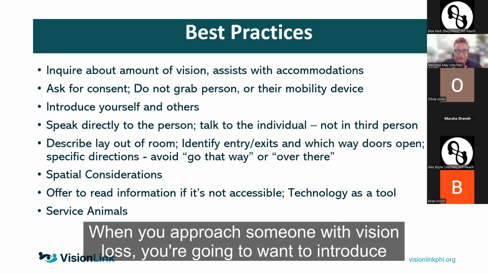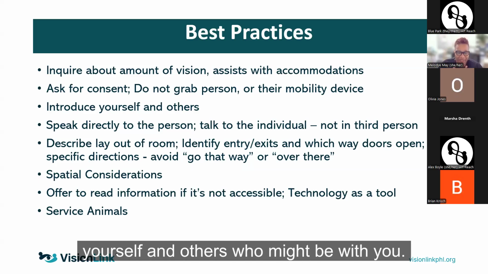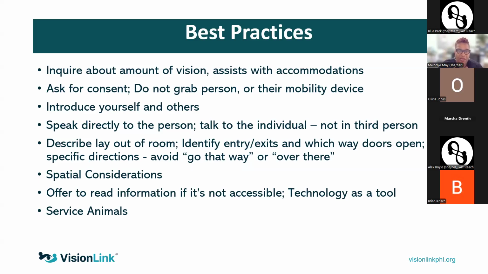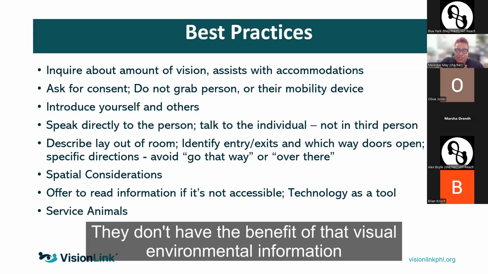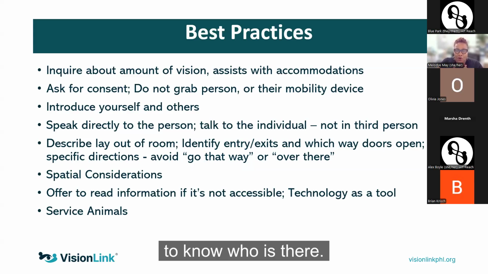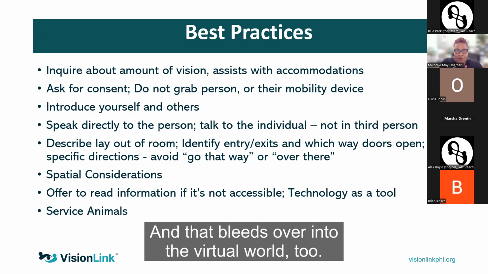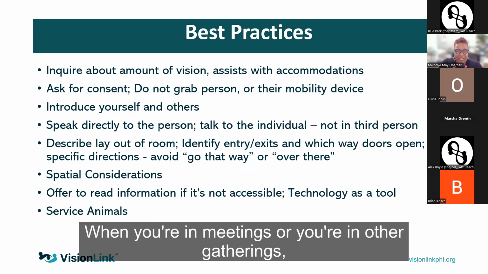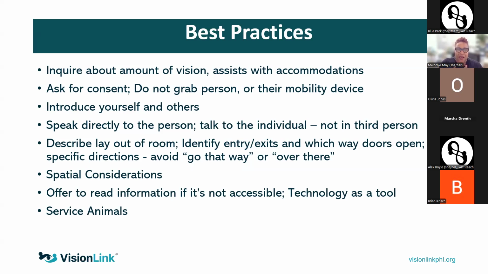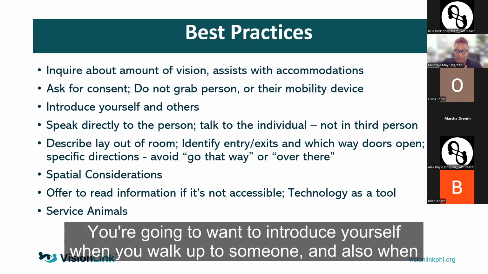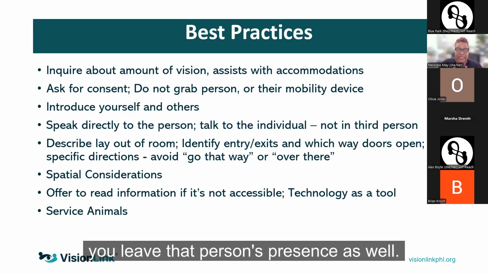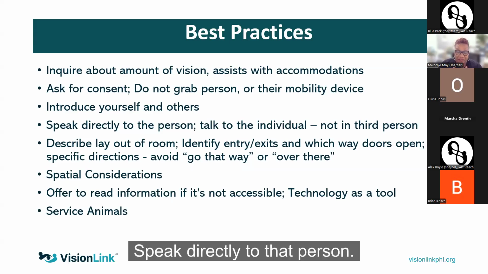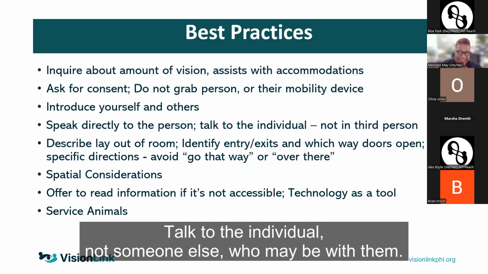When you approach someone with vision loss, you're going to want to introduce yourself and others who might be with you. They don't have the benefit of that visual environmental information to know who is there, and that bleeds over into the virtual world too. When you're in meetings or other gatherings, you're going to want to introduce yourself when you walk up to someone and also when you leave that person's presence as well. Speak directly to that person. Talk to the individual, not someone else who may be with them.